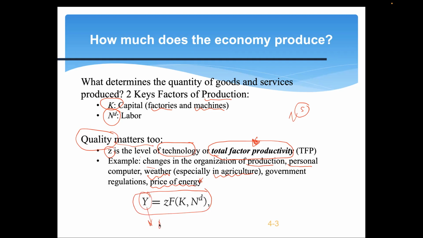To this end, we can write this production function in a mathematical form. Y is the total output. K is capital. ND is labor. And F is a function. This function just explains how we convert K and N to some quantity. And lastly, there's Z. Z is total factor productivity. It just tells us the quality of our production.